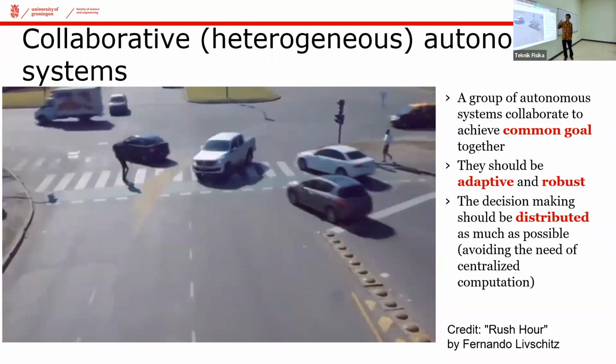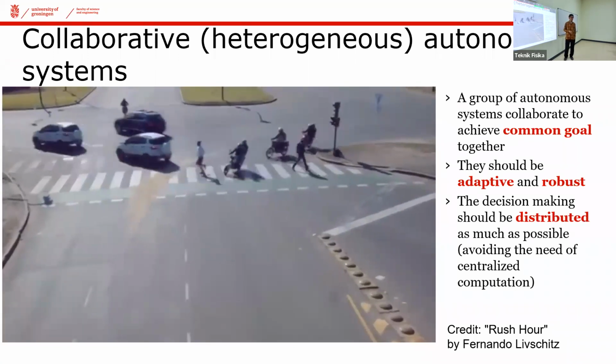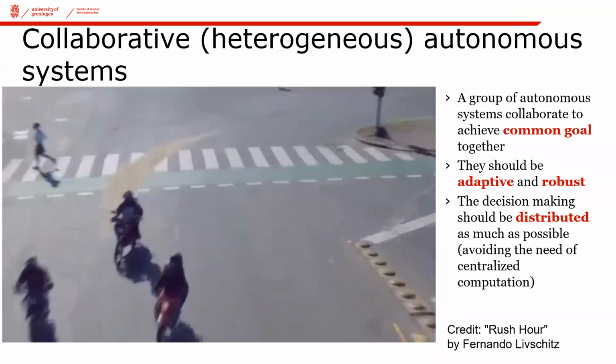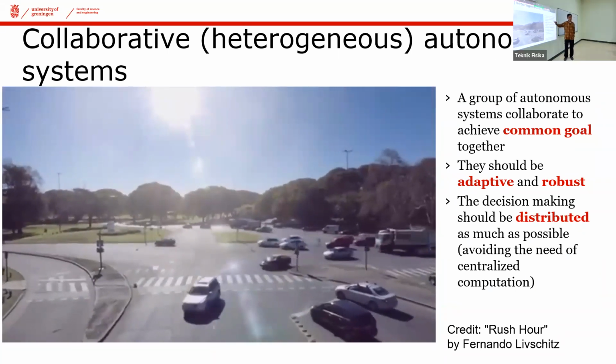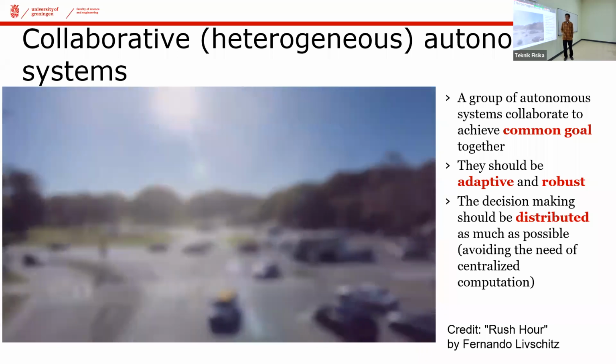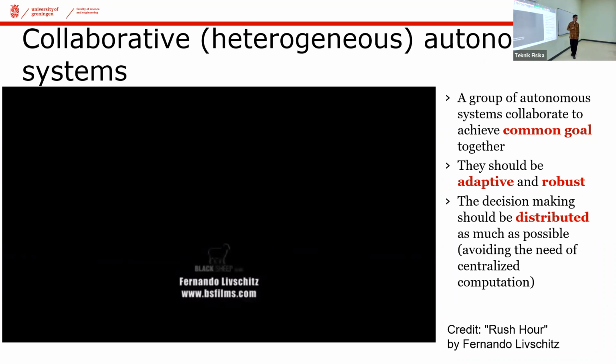There is no central agent that dictates where every agent has to move in this case. So everything has to be distributed as much as possible. So this is the vision that we would like to have whenever we are trying to design such heterogeneous autonomous systems. So this is our starting point. How can we realize such visions?